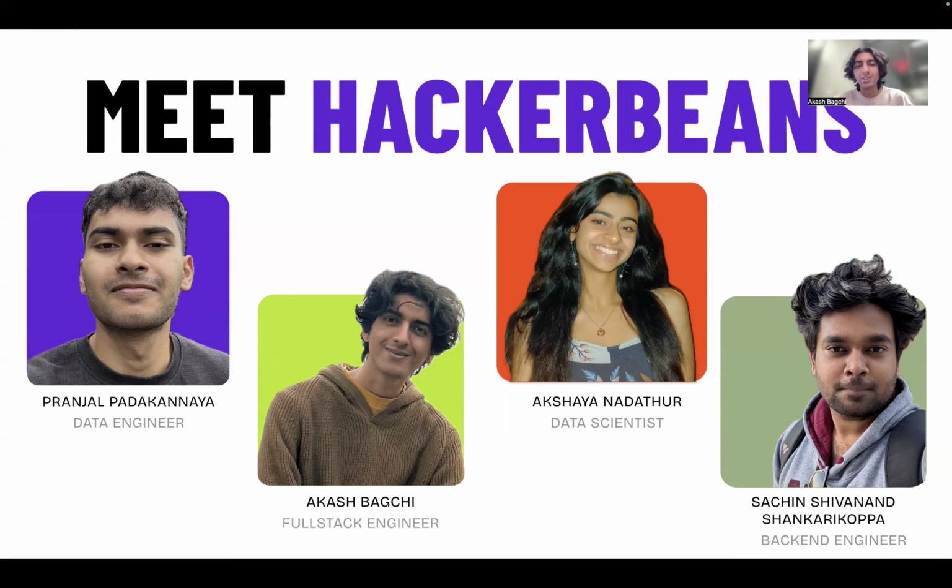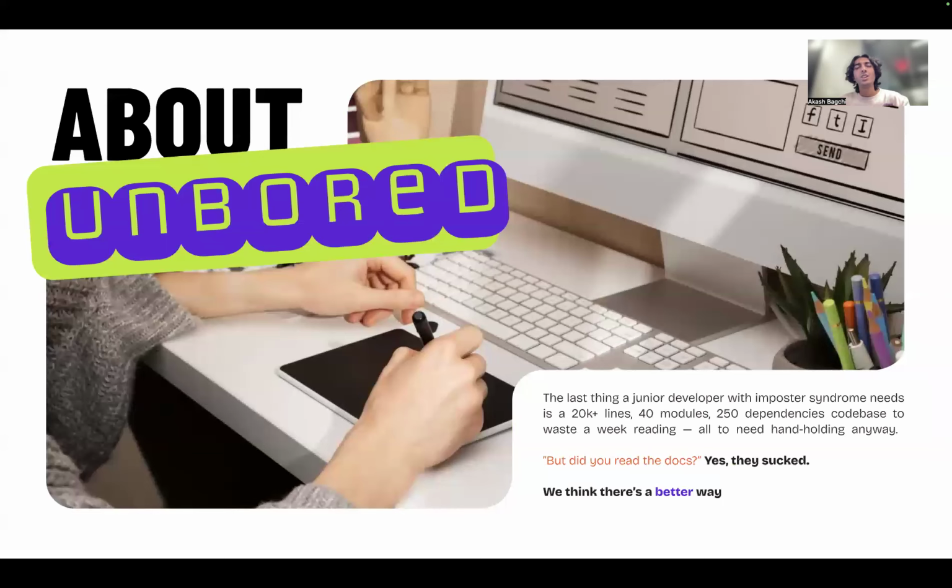So, what is our project really? It's all about the onboarding process. We all know that one of the worst things that a junior dev and subsequently his manager or senior dev goes through is trying to onboard him onto a huge, already established code base. Because the last thing a junior developer with imposter syndrome needs is a 20,000 line, 40 modules, and 250 dependency code base to waste a week trying to understand.